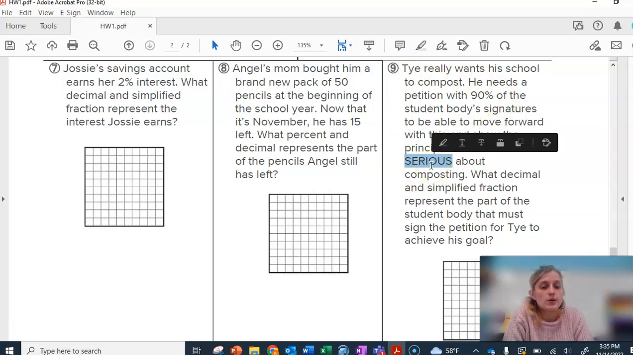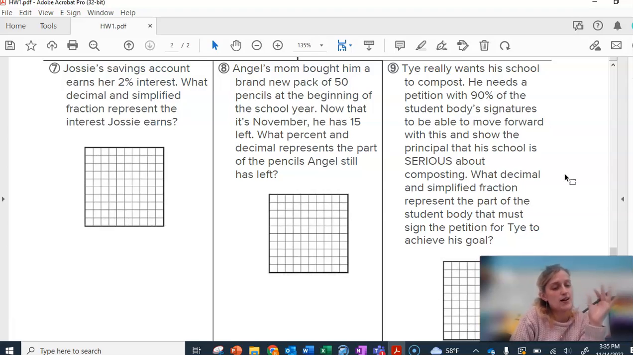When I see a letter or a word in all caps, that's telling me that that's something we really need to pay attention to. So I'll model that one too. Ty really wants his school to compost. He needs the petition with 90% of the student body's signatures to be able to move forward with this and show the principal of his school that he is serious about composting. Oh, well, that was just for emphasis.